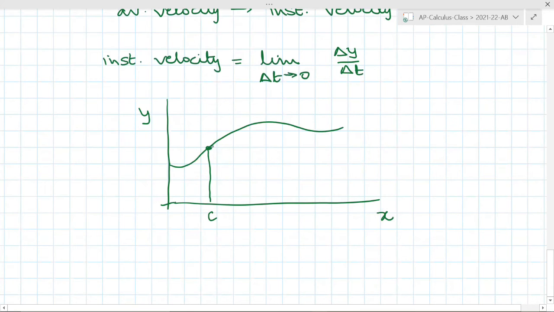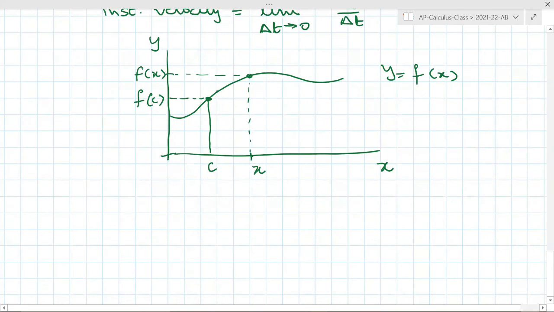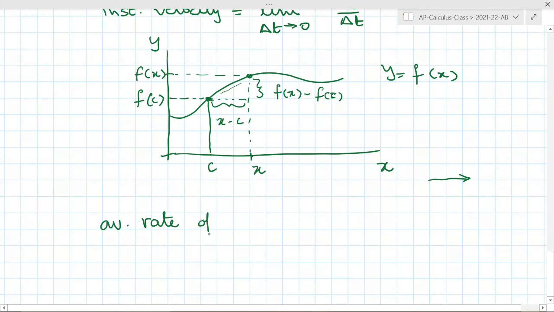So this is c, so y equals f of x, f of c, and let's say this is any x near c, some x, and this will be f of x. I find the slope of the secant. What is the rise here? And what is the run here? f of x minus f of c, x minus c, right? So what is the average rate of change?